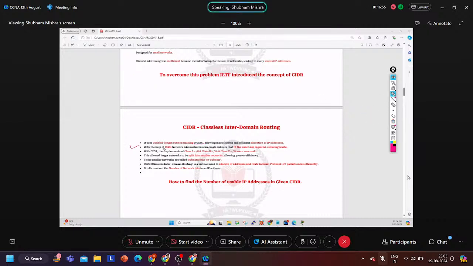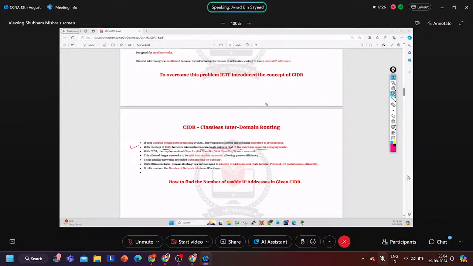Now, with the help of CIDR, a network administrator can create a subnet that fits the exact requirement. With the help of CIDR, as a network administrator, we can create only the number of subnets according to the requirement. So in this case, we can avoid the wastage of IP addresses. Yes or no, everyone?